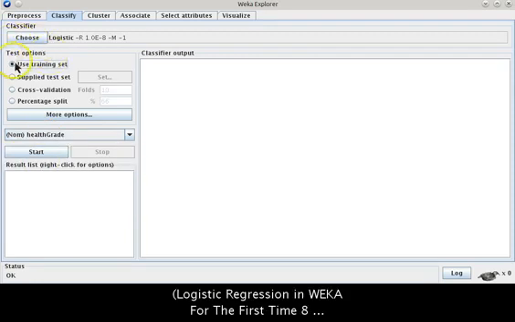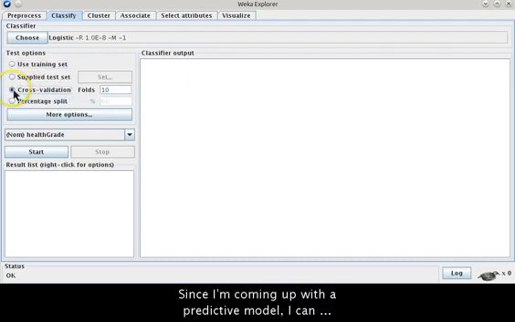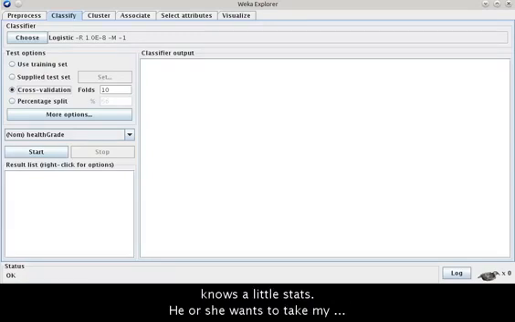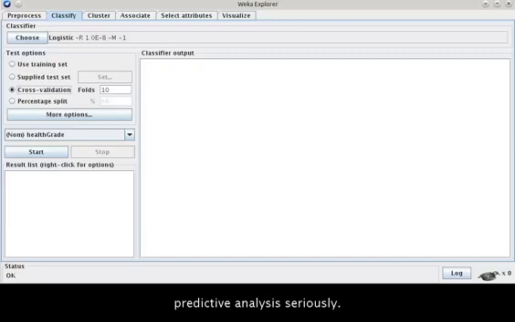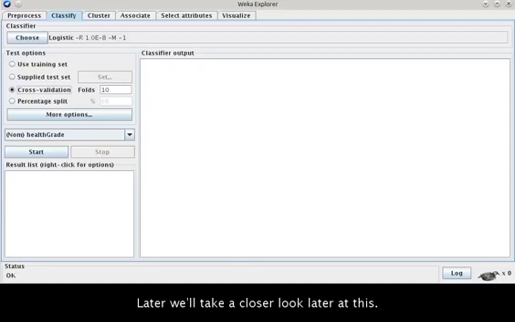Next, I asked myself which to use in test options. Use training set would have run logistic regression on the data file as is. Since I'm coming up with a predictive model though, I ended up going with tenfold cross-validation instead, as it challenges the logistic regression a bit more and makes its ability to accurately predict ultimately more valid. What I mean by that is if that CEO knows some statistics and wants to take my predictive analysis seriously, I may be asked when testing my formula if I ran it through any cross-validation. Later we'll take a closer look at what that means.